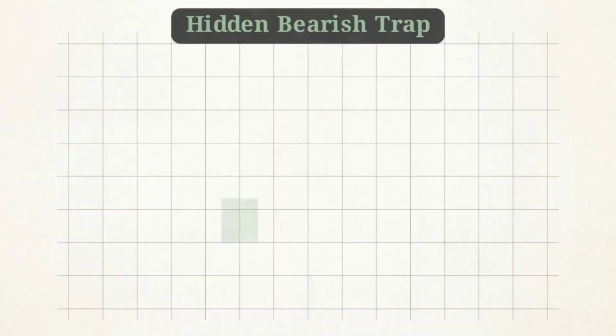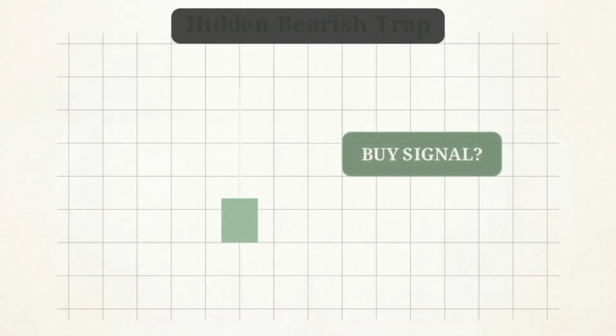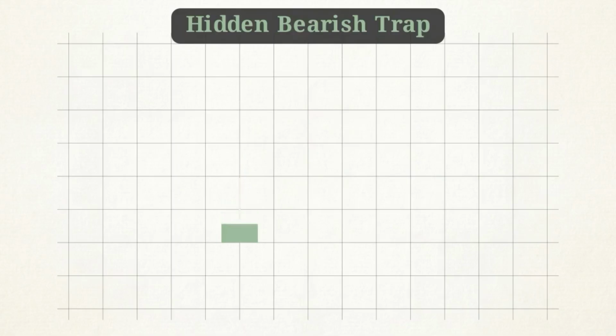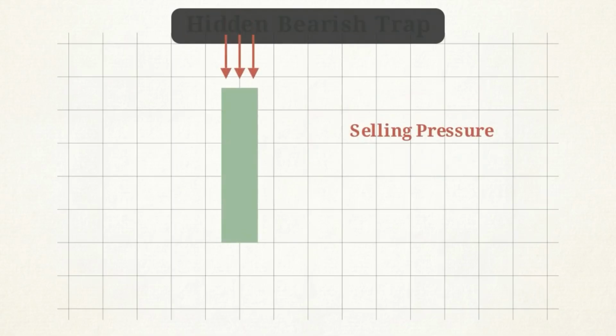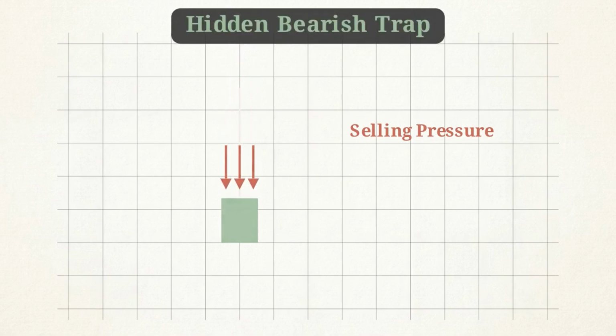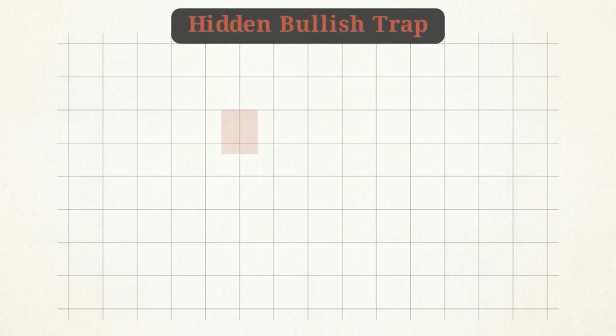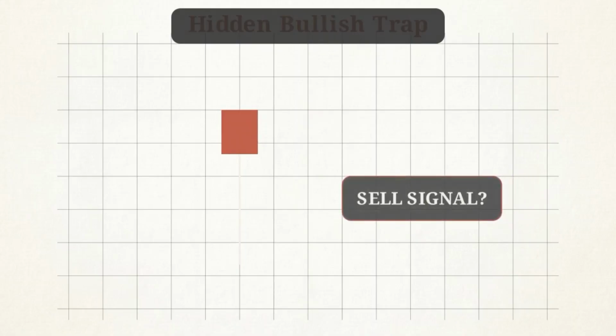The most dangerous trap in trading is the hidden bearish candle. A beginner sees the green color and buys. But if we watch how this candle actually formed, we see that buyers were initially in control before a massive wave of selling pressure hijacked the session and forced the price down before the close.